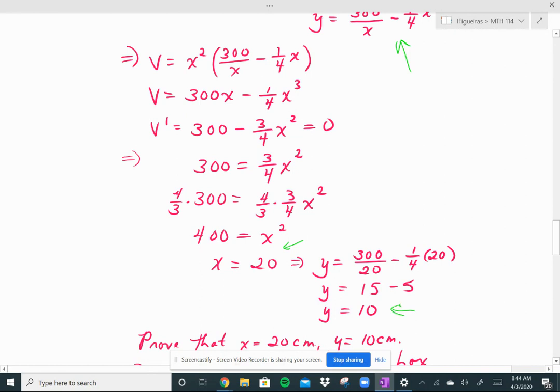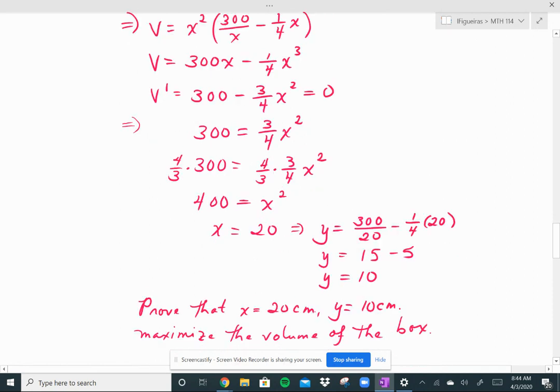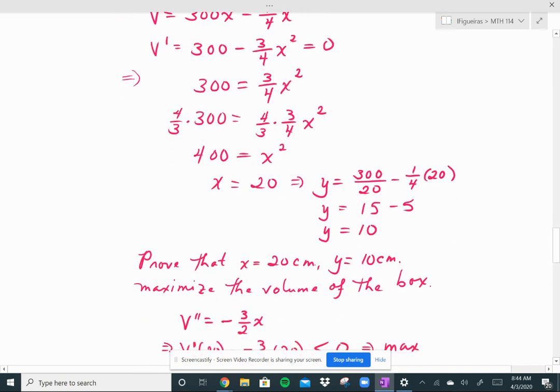So we have dimensions of 20 for the base, or the square part of the box, and 10 for the height of the box. All right, but we also need to prove that these dimensions will maximize the volume.